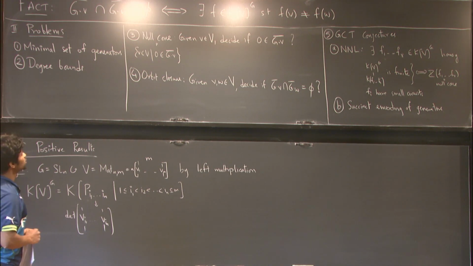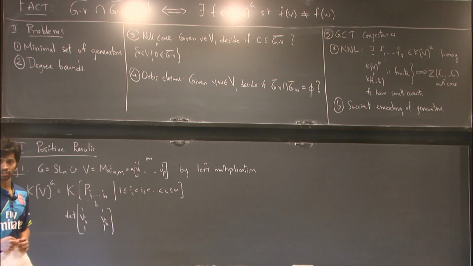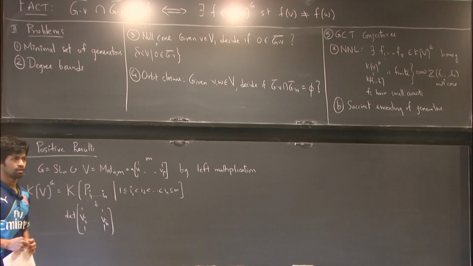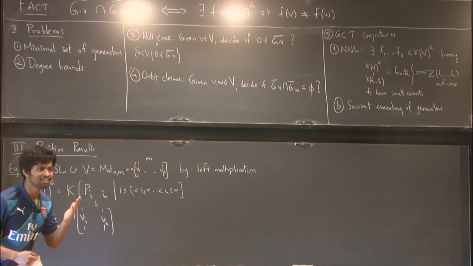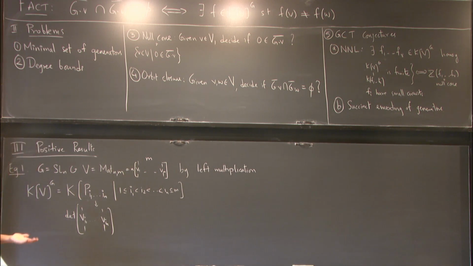Okay, how do you decide if 0 is in the closure? One way is to evaluate all of these, but how many of these are there? It's m choose n, which could be fairly large, right? Even if m was something like 2n, 2n choose n is already very close to 2 to the n. So the naivest algorithm would be to just evaluate all of these, and somehow these might be too many.